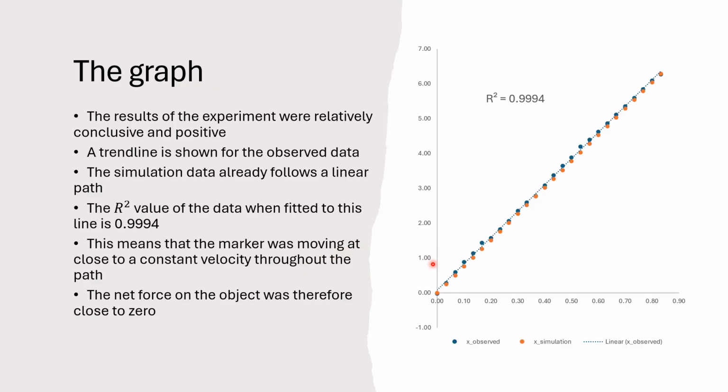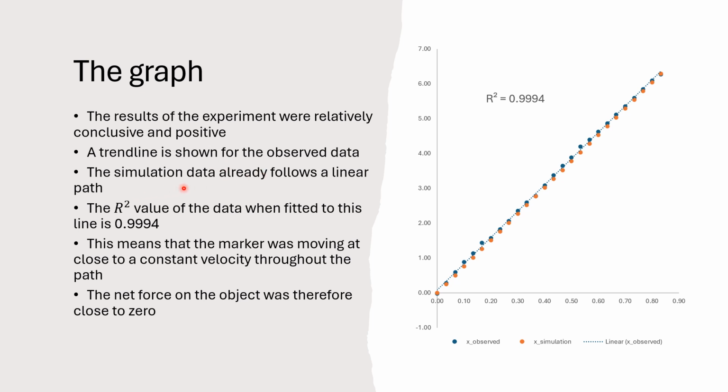So now here's a more detailed version of the graph I showed earlier. Here's a best fit line, which is very, very close to the orange simulated data. And here's how close it was to the simulated data. This is the R squared value, which is 0.9994, which is very close to 1, and 1 would be ideal. So the trend line is shown.